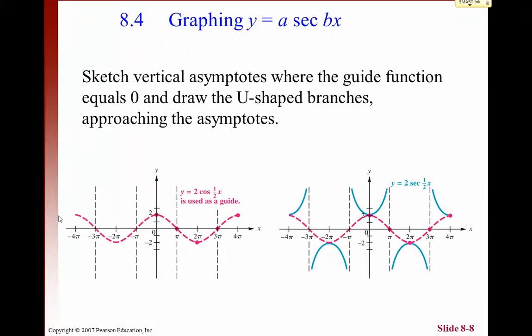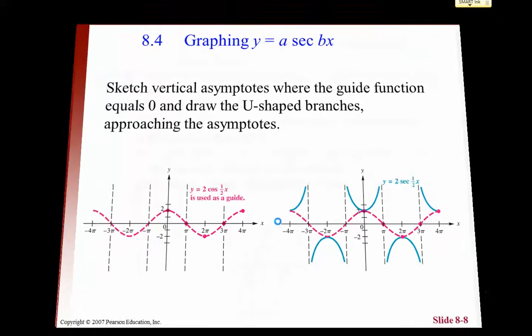Okay, so this is what the cosine curve would look like. Where it hits the x-axis, we create these asymptotes. And then we sketch in the secant in solid lines, like this, where this would be coming down and going up, coming down and going up and going down. So it's not too hard. If you can graph the sine or the cosine, you can graph the secant or the cosecant.